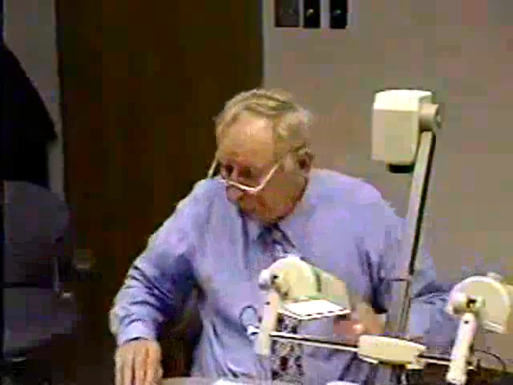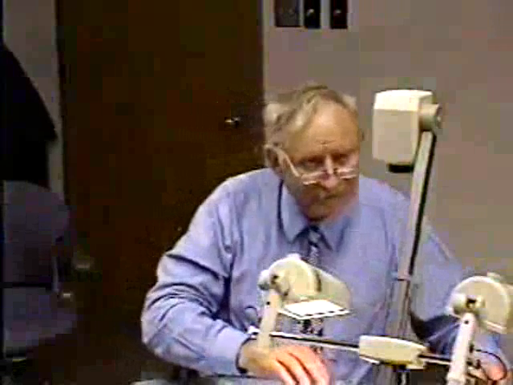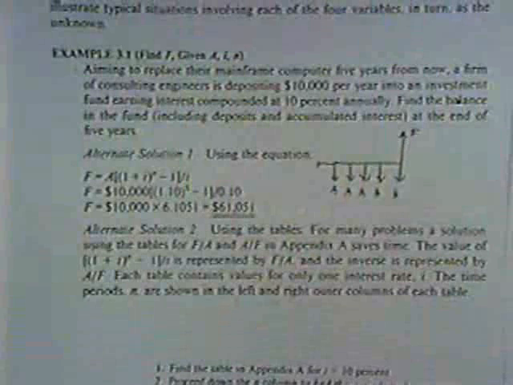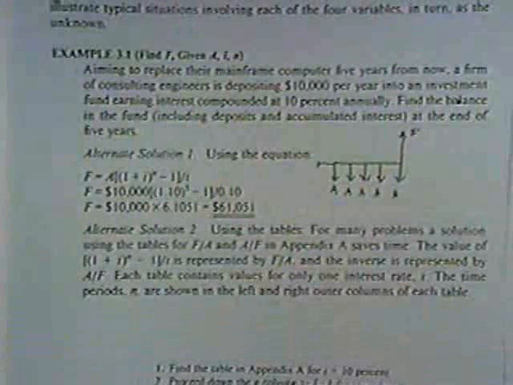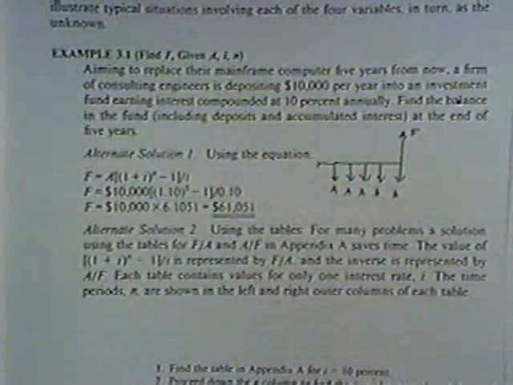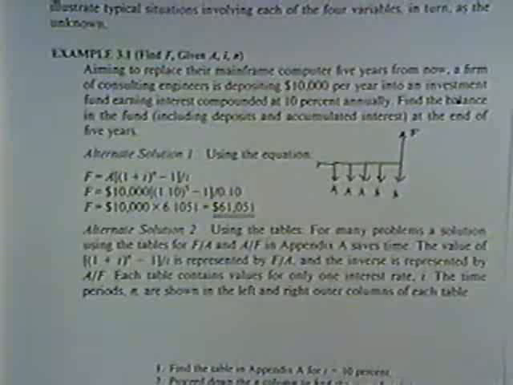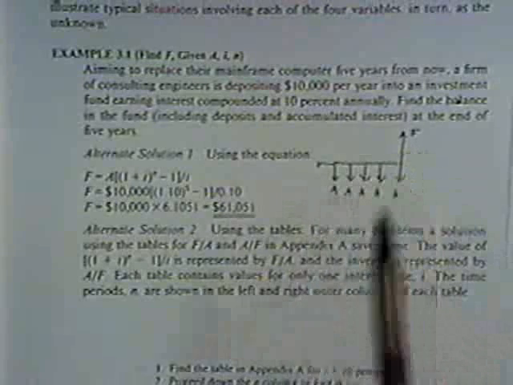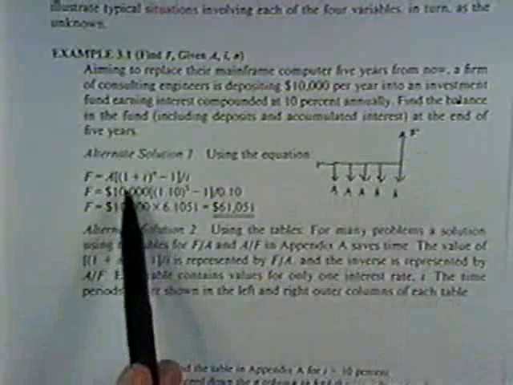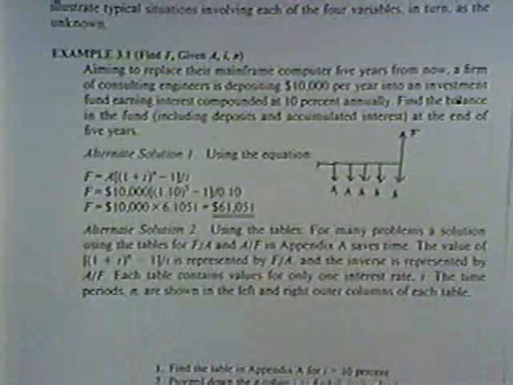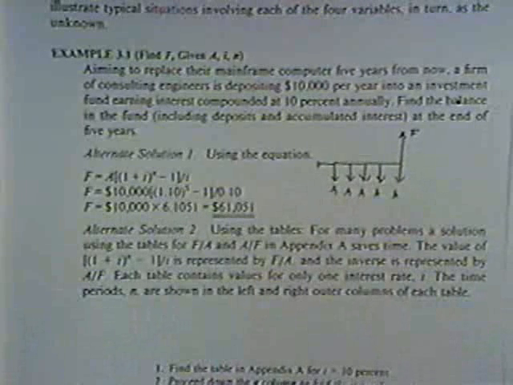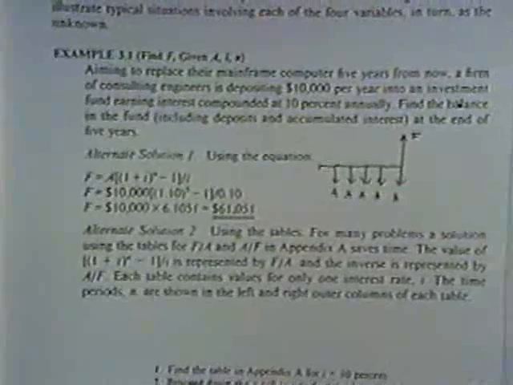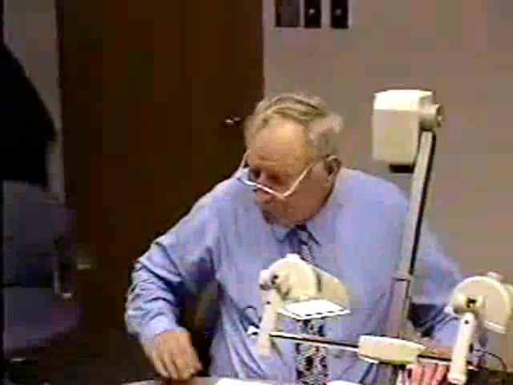Okay, let's go on and look on page, it's about page 4, and it's example problem 3.1. And it says, aiming to replace their mainframe computer 5 years from now, a firm of consulting engineers is depositing $10,000 per year in an investment fund, earning interest compounded at 10% annually. Find the balance of the fund, including deposits and accumulated interest at the end of 5 years. So we've got this sketch. What we've got is we know A, we want to find F. We would use this equation to find it, and it's just a direct solution. We could also use the table, and it's one that you could solve directly. I don't think you have any trouble following that.